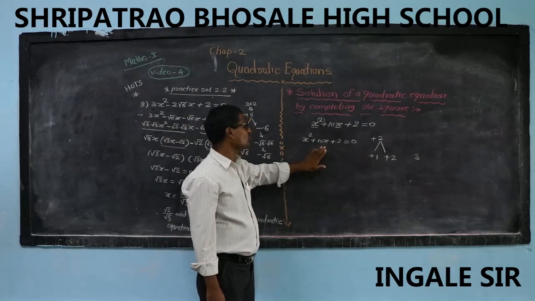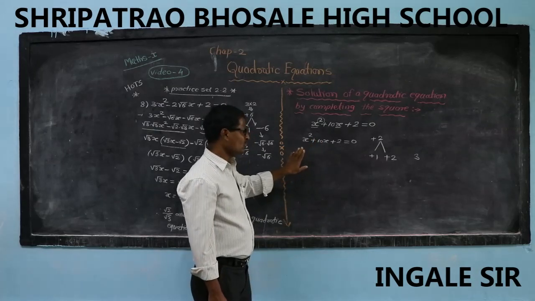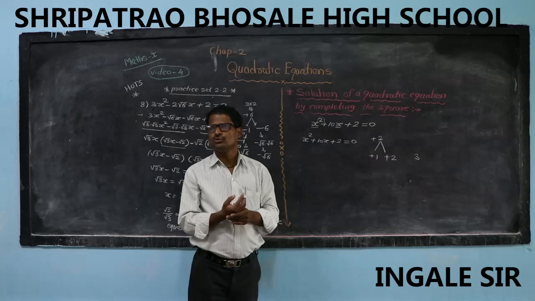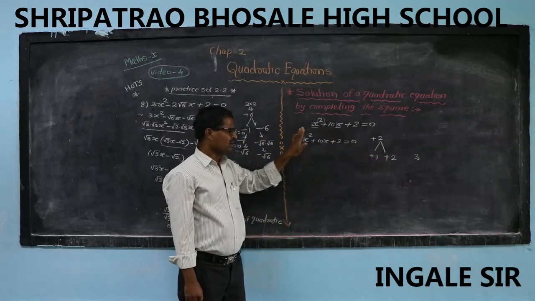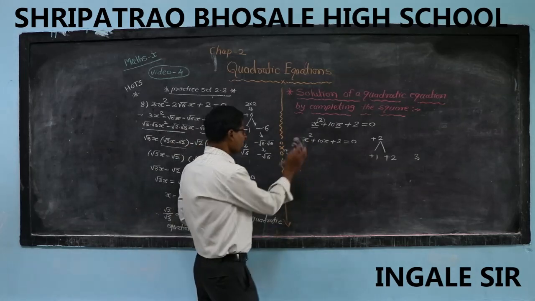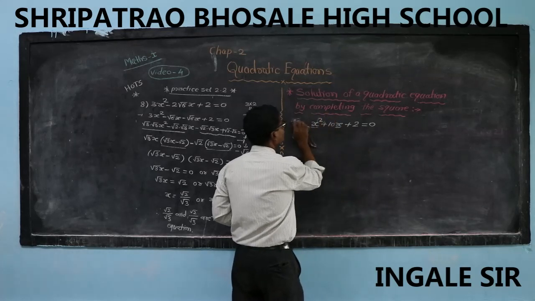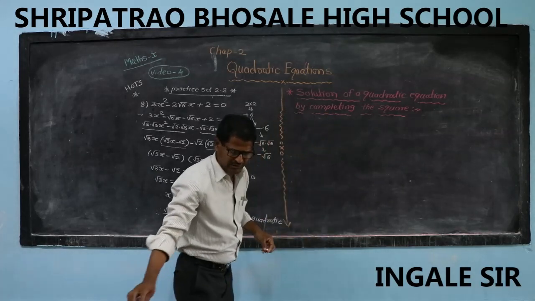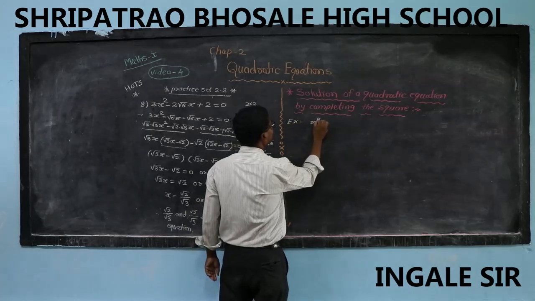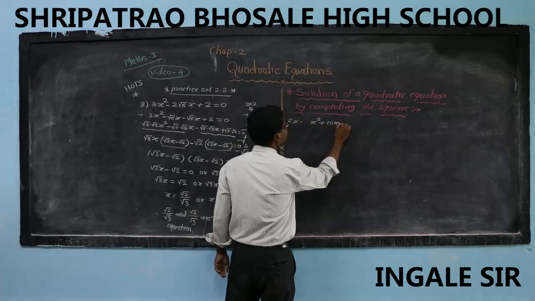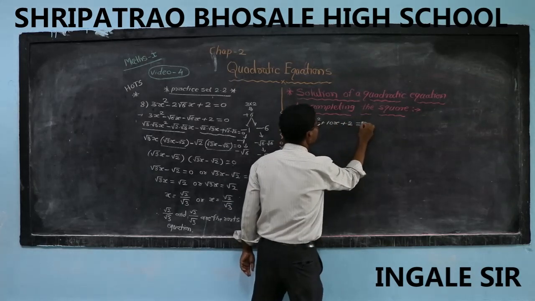So how do we find the roots of such a quadratic equation? Here we need another method. That method is known as the completing square method. Now we have to see the completing square method. Take the same example and try to find the factors of the quadratic equation. So in this example we write x² + 10x + 2 = 0.